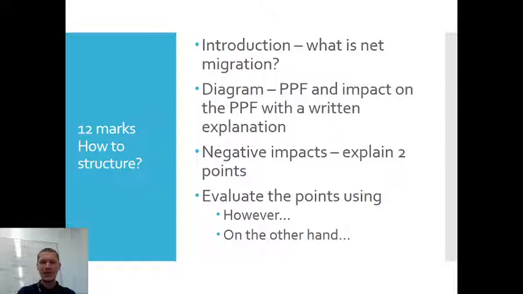So in terms of the structure then, paragraph 1, introduction, it says there what is net migration. I mean, you can Google that. Net migration is people coming in, take away people leaving, okay? That bit that says diagram, PPF, you can ignore completely, because we haven't done that yet. We're going to do that next week. And the way that we're suggesting then is that you give, third bullet point, 2 negative impacts of less immigration on the UK economy. And then you're going to evaluate with however and on the other hand by giving potentially 2 benefits of less immigration to the UK economy.